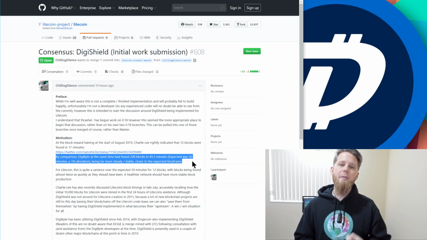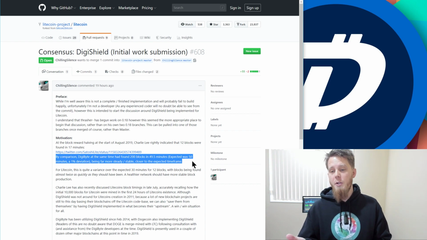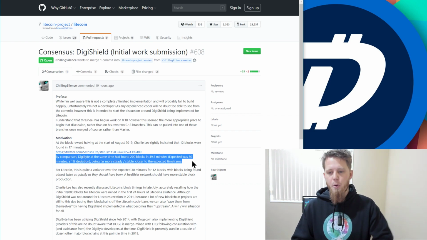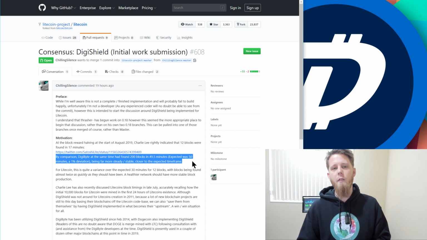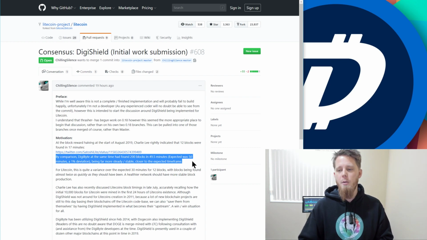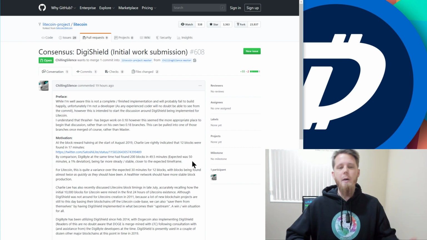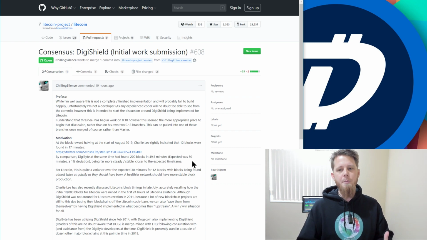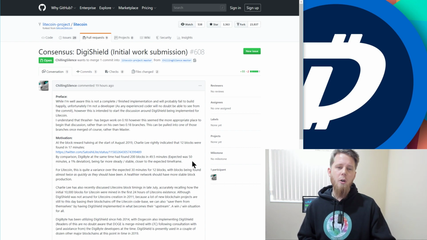So what I've put forward in the proposal here is that by comparison, DigiByte at the same time had found 200 blocks in 49.5 minutes. The expected was 50 minutes, so this is approximately a 1% deviation compared to the 50% deviation of the current method that Litecoin is using. So this is why I've put the proposal to them. Now, this would be an upgrade similar to what we've done in the past. DigiByte's done 5 of them, 6 of them. We are basically pros at this at the time. We've done a number of them and they've all gone smoothly.